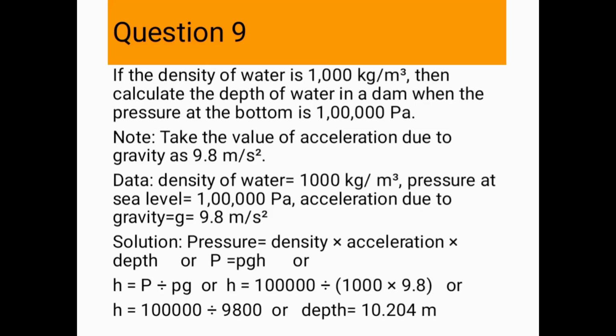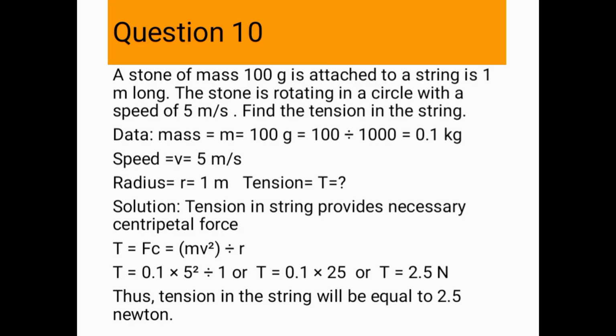Solution: pressure equals density times acceleration due to gravity times depth, or P equals ρgh, or h equals P divided by ρg. h equals 100,000 divided by (1000 times 9.8), or h equals 100,000 divided by 9,800, or depth equals 10.204 meters.